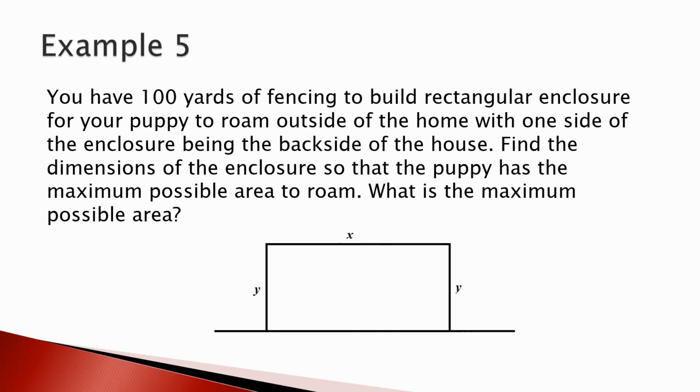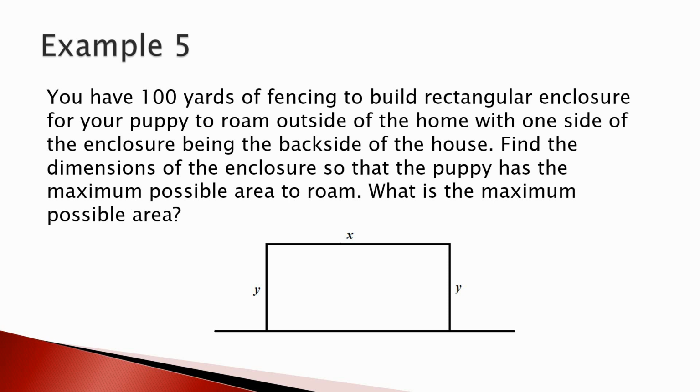So we come to another example. So this is actually a practical problem. So it will take some time to understand the problem. So you have 100 yards of fencing to build a rectangular enclosure for your puppy to roam outside of the home, with one side of the enclosure being the backside of the house. Find the dimensions of the enclosure so that the puppy has the maximum possible area to roam. What is the maximum possible area?